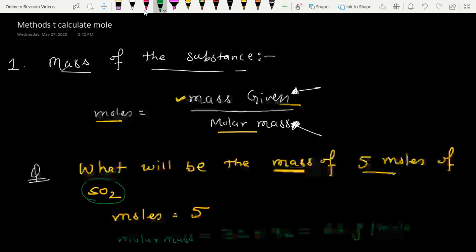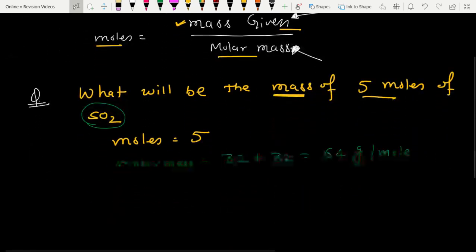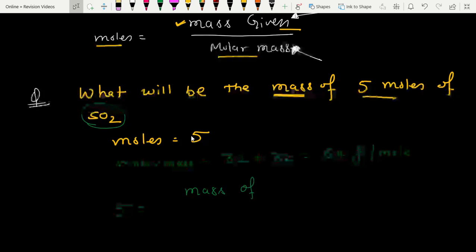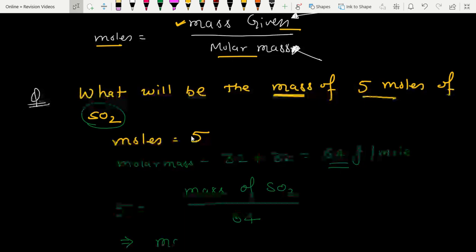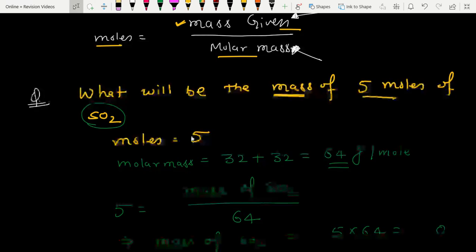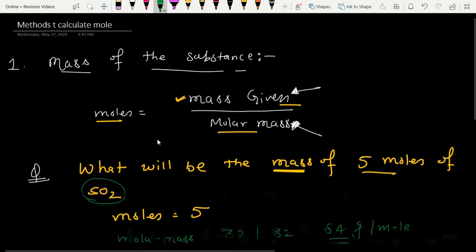Next, we'll use the formula and calculate the mass of the substance. Moles 5 equals mass of SO2 divided by the molar mass of SO2, which is 64, as we have calculated just now. So the mass of SO2 equals 5 into 64, which is 5 4s are 20, 5 6s are 30 and 2 makes 32, so 320 grams. This will be your final answer. So this is the formula.